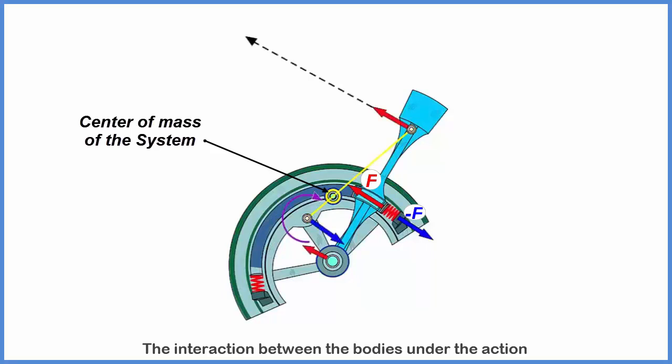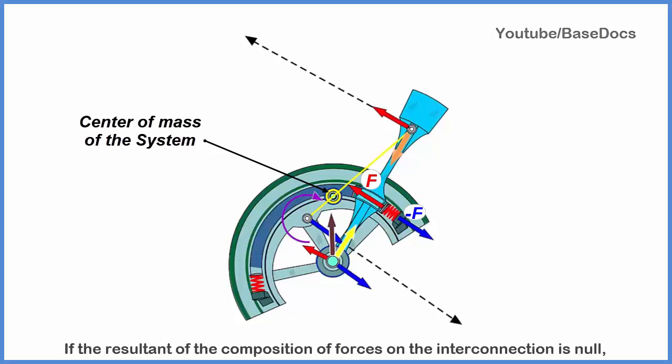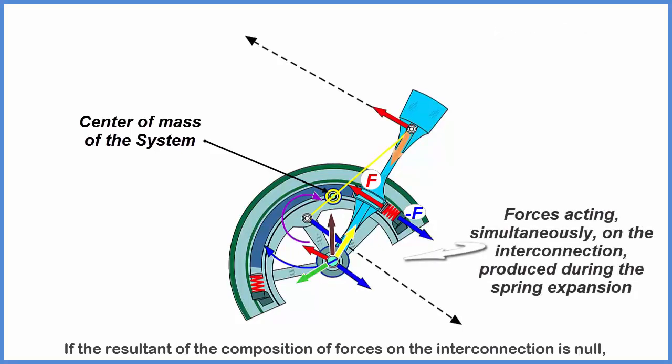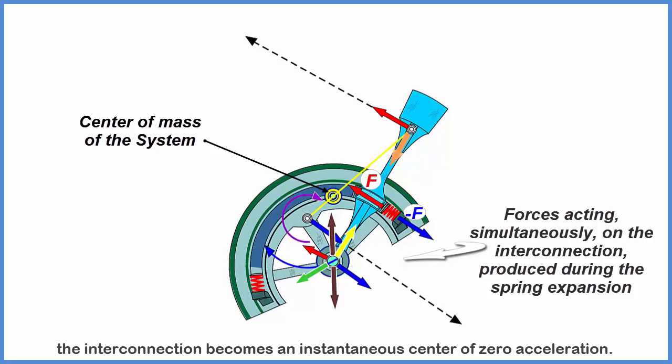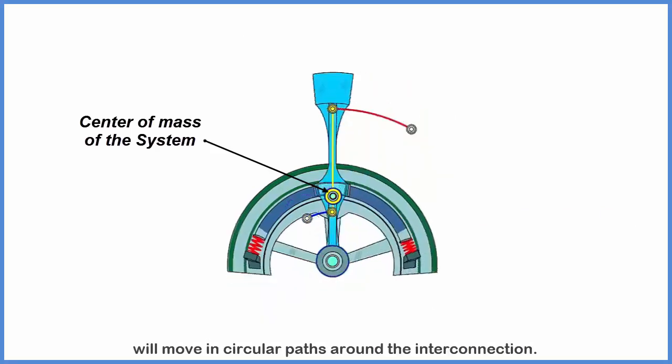The interaction between the bodies under the action of the equal and opposite spring impulses produces the corresponding vectors on the interconnection, detailed in other videos of this channel. If the resultant of the composition of forces on the interconnection is null, the interconnection becomes an instantaneous center of zero acceleration. In this case, the centers of mass of the bodies will move in circular paths around the interconnection.